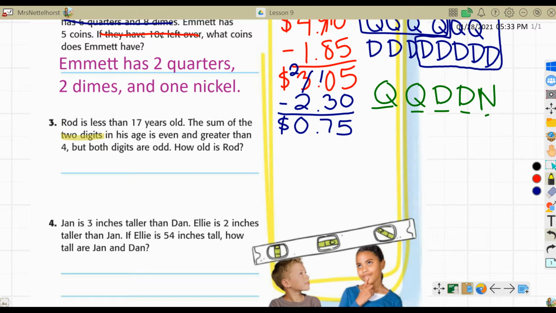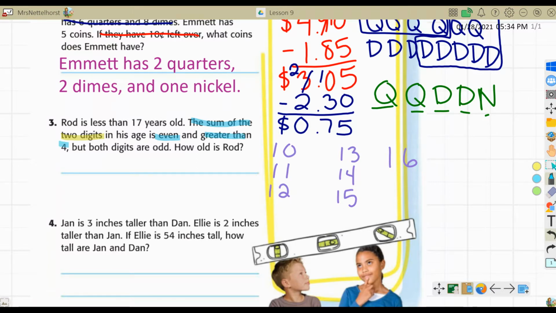So let's see, what can I pick? I'll pick this purple here. Okay, so he could be 10. He could be 11. He could be 12. He could be 13. He could be 14. He could be 15. He could be 16. So now I'm going to add the digits up because it says the sum of the digits of his age is even and greater than 4.